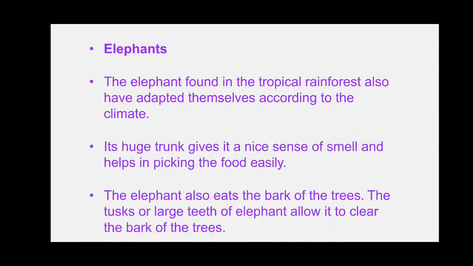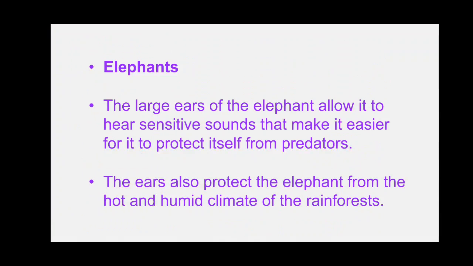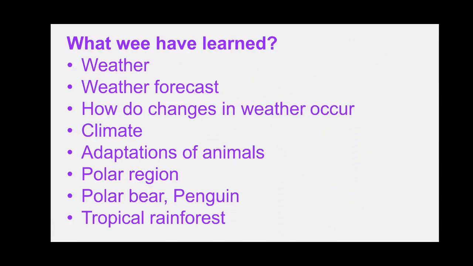Elephants are most of our favorite. The elephant found in the tropical rainforest has also adapted itself according to the climate. Its huge trunk gives it a nice sense of smell and helps in picking the food easily. The elephant also eats the bark of the trees. The tusk or large teeth of the elephant allow it to clear the bark of the trees. The large ears of the elephant allow it to hear sensitive sounds that make it easier for it to protect itself from predators. The ears also protect the elephant from the hot and humid climate of the rainforest.